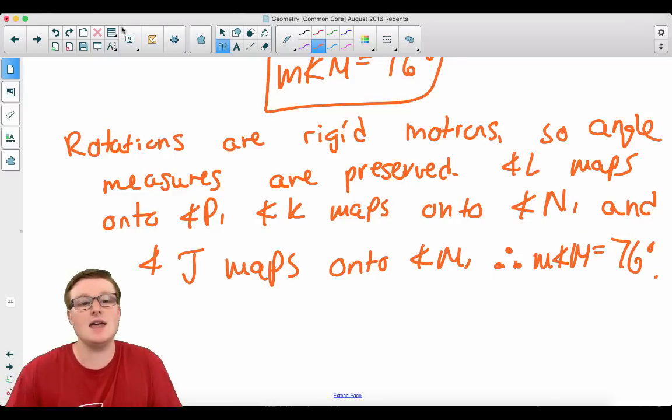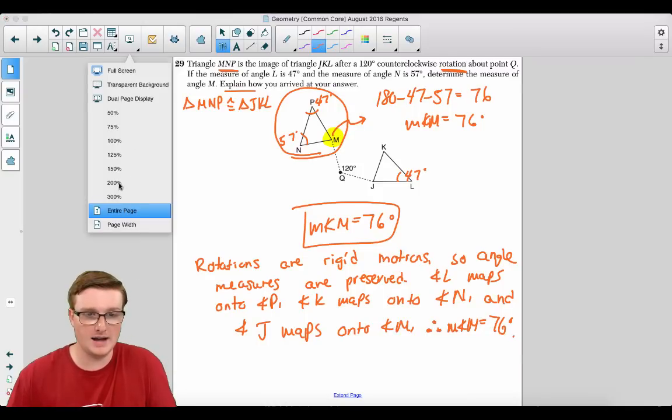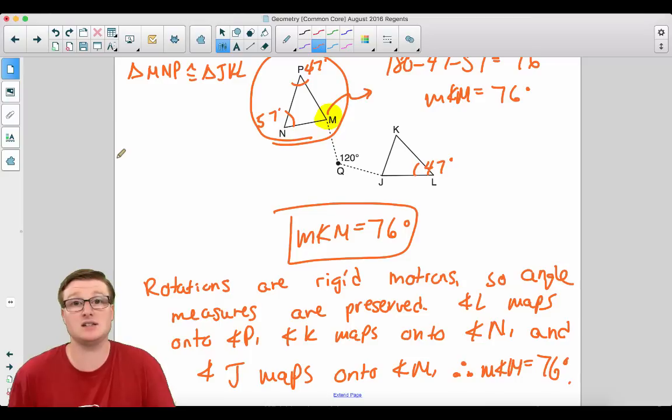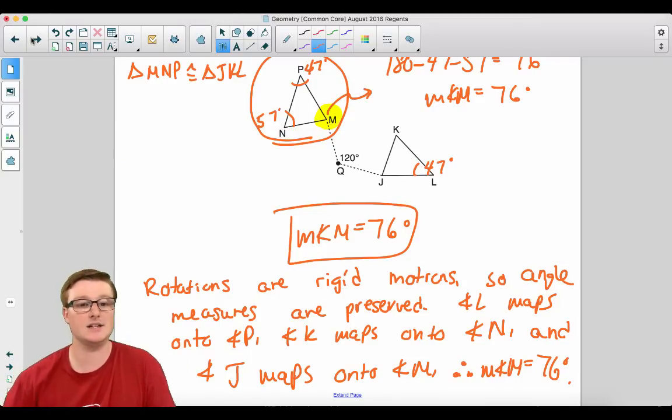And that would be a good and proper explanation to prove why this angle is equal to 76 degrees. All right, and that's how you do question number 29. All right, next question.